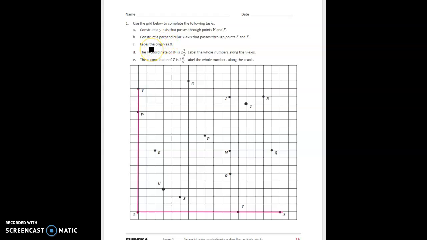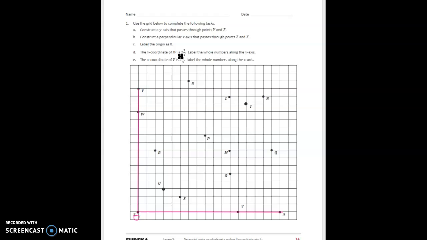Part C says label the origin as 0. If you're still unfamiliar with what the word origin means, it's this corner down here. This is (0, 0), and it could be called either one, origin or (0, 0), because this is where it's beginning, okay? So I'm just going to put 0 here. Then it says the y-coordinate of W is 2 3/5.